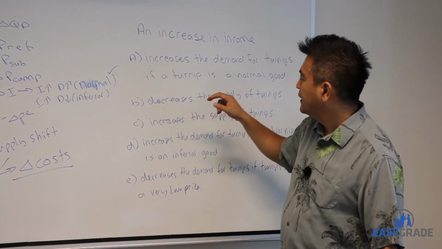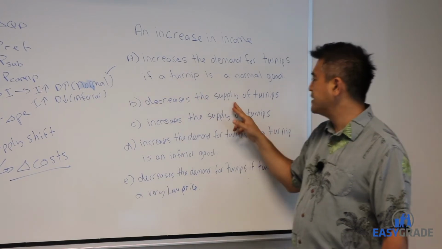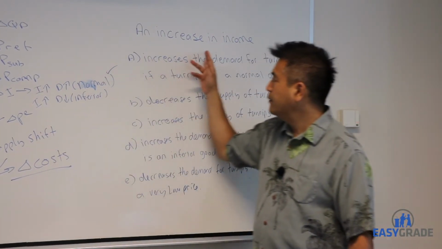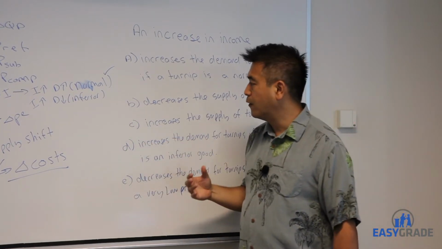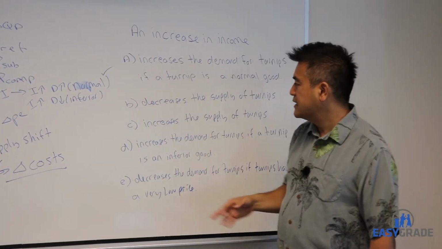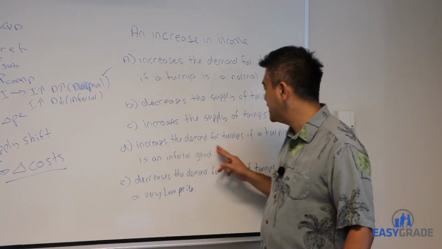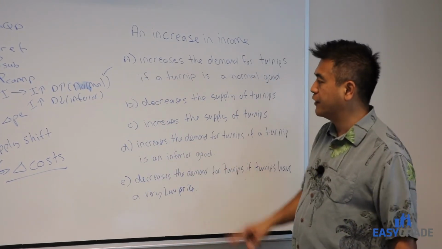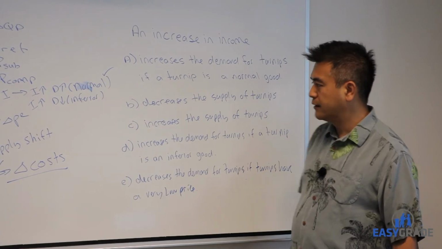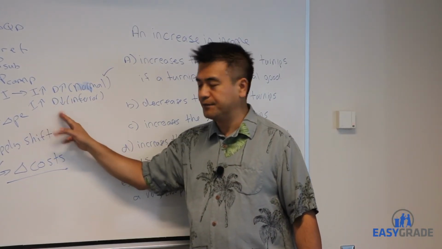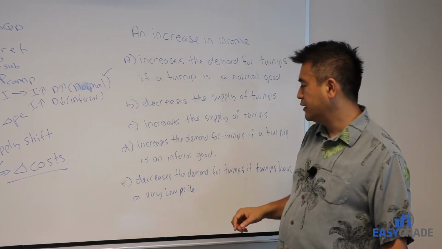B, increase in income will decrease the supply. Wait a second, supply is the costs. Income is not a cost, and therefore B is wrong. C, increases supply, wrong again. D, increases the demand for turnips if it's an inferior good. Wrong. If it's an inferior good and your income rises, the demand's going to fall. That means D is wrong.